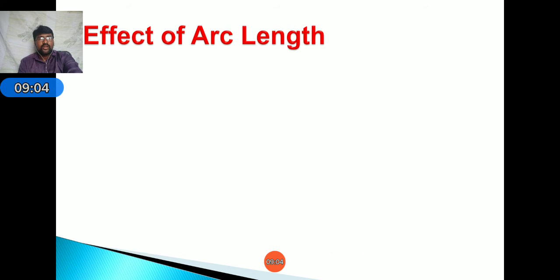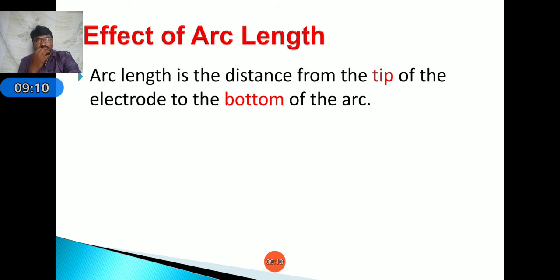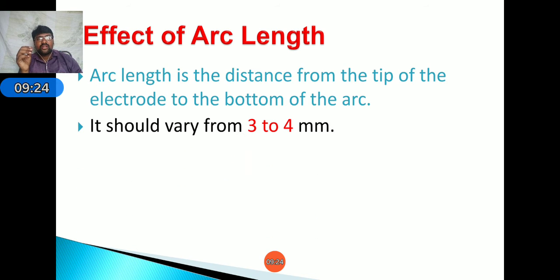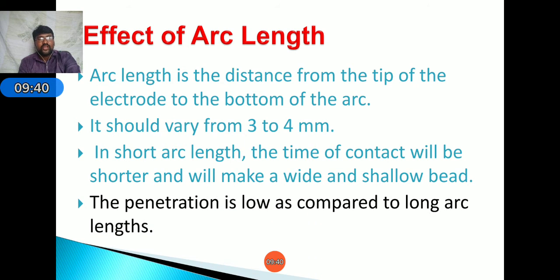Okay. Next, coming to effect of arc length. Arc length is the distance of the tip of the electrode to the workpiece. The distance is known as the arc length. The arc length is in the range of 3 to 4 mm. Suppose if you maintain a short arc length, the time of contact will be short and it will make wide and shallow bead. Suppose if the arc length is more, the penetration is low compared to the long arc length.